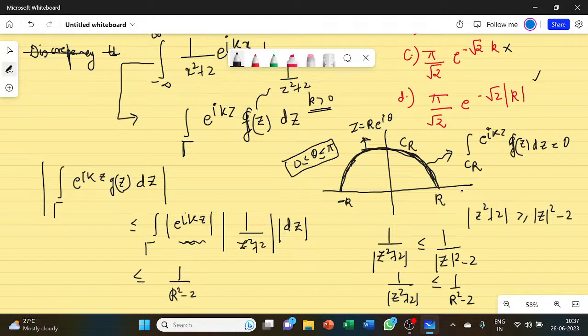And what is |dz|? |dz| is all these elemental lengths being added. So what do these elemental lengths added on the upper half of the semicircle give you? It will give you simply pi r. And as r tends to infinity, this will go towards 0.